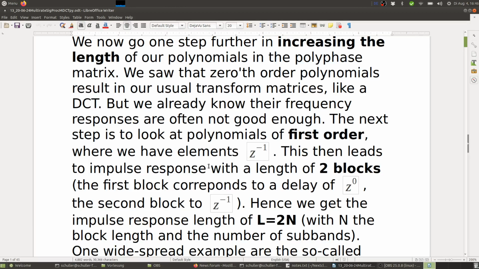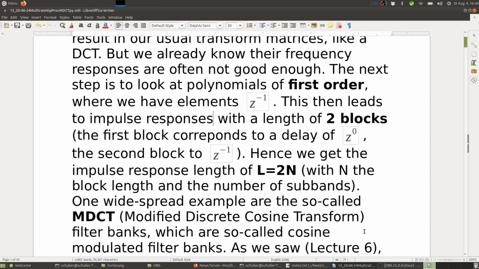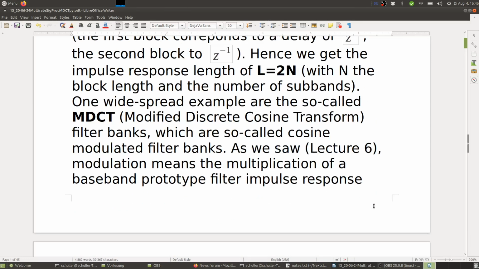This then leads to impulse responses with a length of 2 blocks. The first block corresponds to a delay of z to the 0th, and the second block to z to the minus 1. Hence we get the impulse response length of L equals 2N, with N the block length and the number of subbands. Right, so basically we double the length of our filters now from capital N in the case of transforms to 2N in our case for the MDCT, which we will see now.